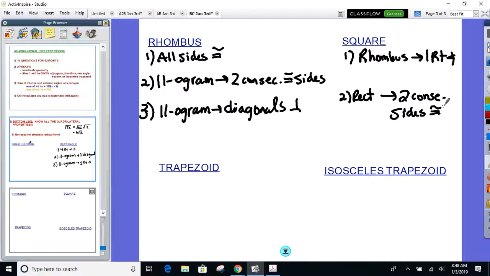All right, what if I go trapezoid on you tomorrow? There's only one way. One pair of opposite sides parallel, and that's not good enough. One pair of opposite sides not parallel.